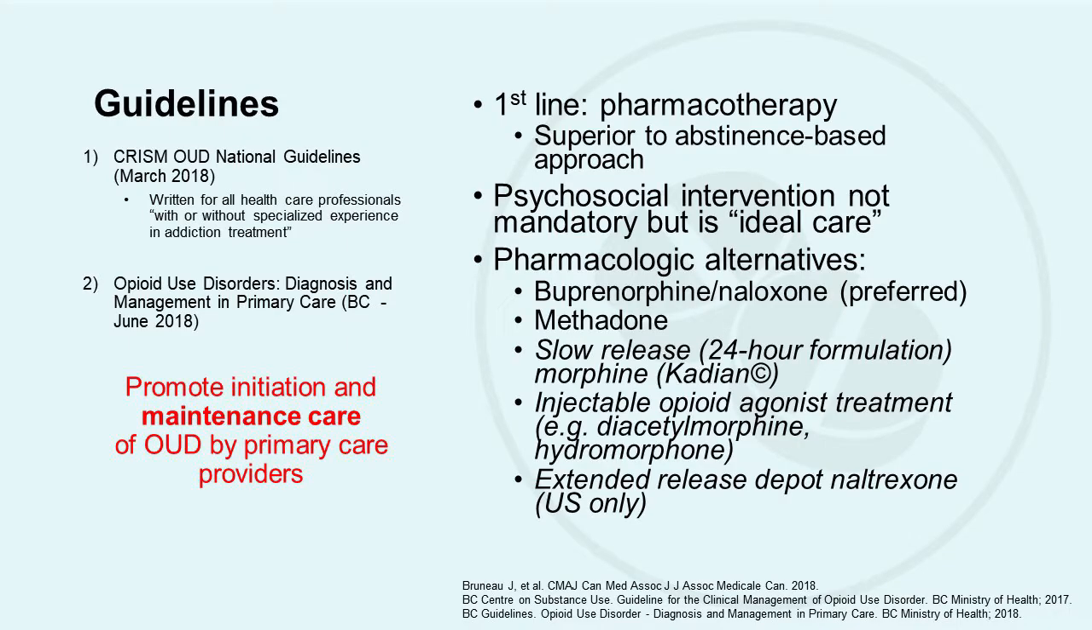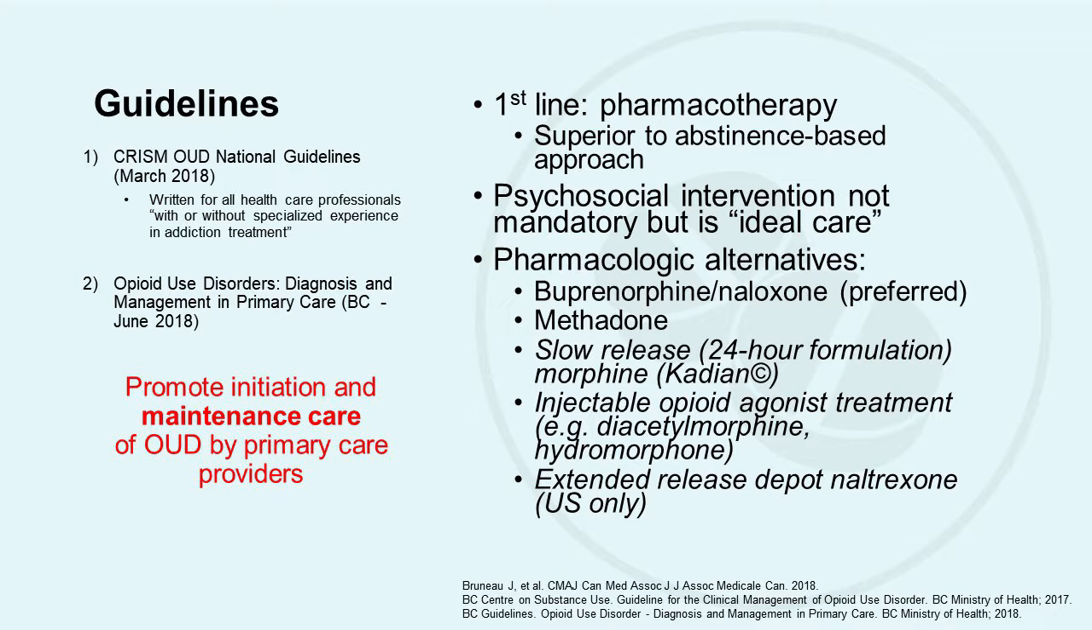There are two main guidelines discussed in this presentation. The CRISM OUD National Guidelines, released in March 2018, were written for all healthcare professionals with or without specialized experience in addiction treatment. The document Opioid Use Disorders, Diagnosis and Management in Primary Care from British Columbia was released on June 1, 2018. Both guidelines advocate and encourage initiation and maintenance care of OUD by primary care providers.